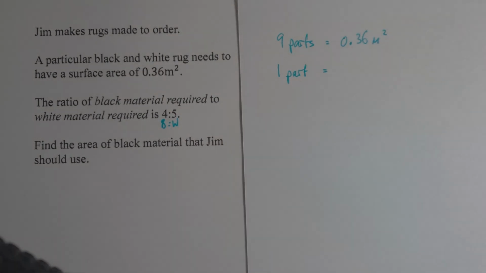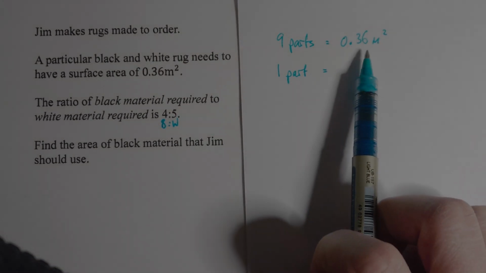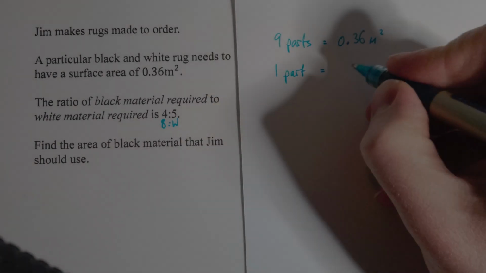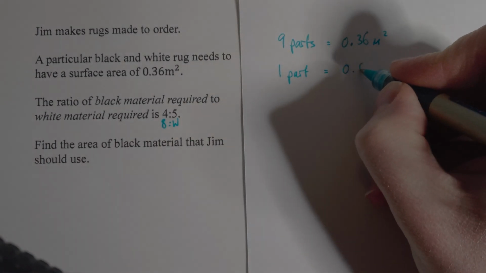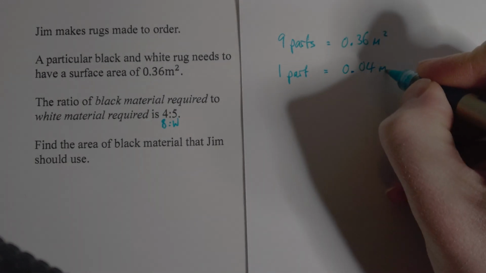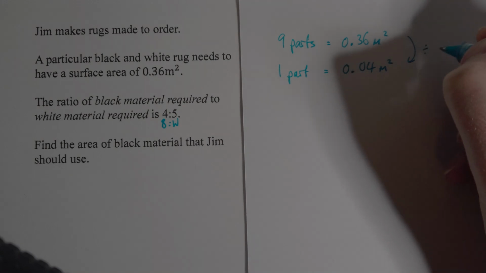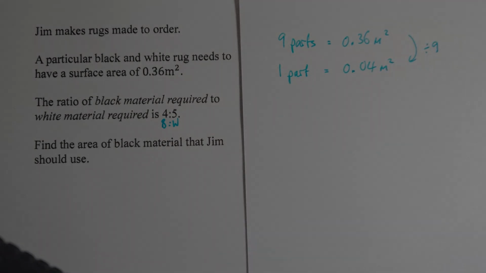You could use a calculator if you like, but that's not too bad, because I know 36 divided by 9 is 4, so 0.36 divided by 9 is 0.04. Like I say, you can use a calculator there if you like, and the step we've done is just divide both sides by 9 to get from 9 parts down to 1 part.